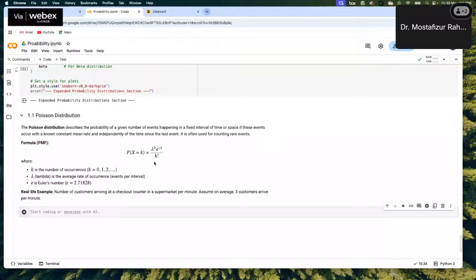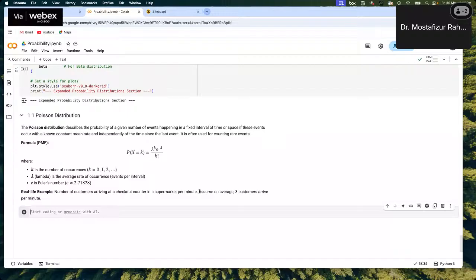In the last lecture we have seen the binomial distribution, the success probability versus the failure probability. Here there is a parameter called lambda. Lambda is the average rate of occurrence. For example, the number of customers arriving at a checkout counter in a supermarket per minute. Or suppose you reach a metro, how many metro trains do you see in 5 or 10 minutes? This kind of process.